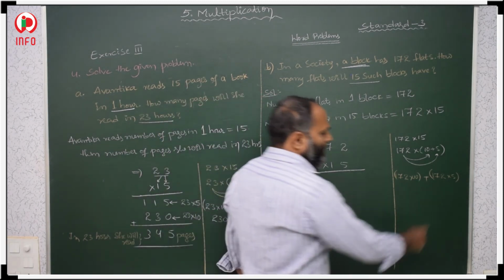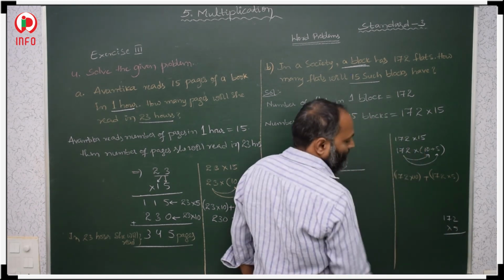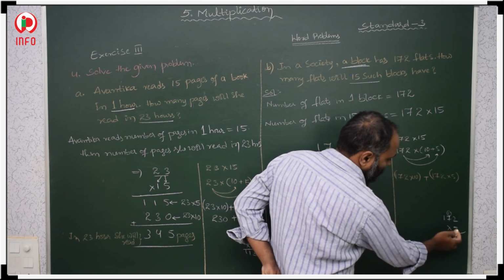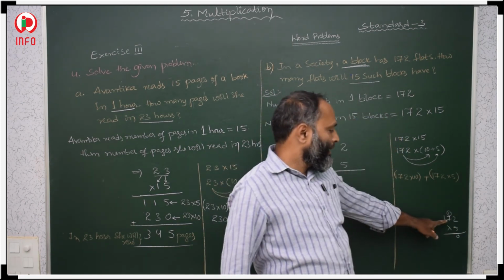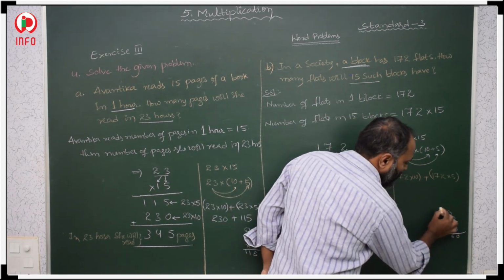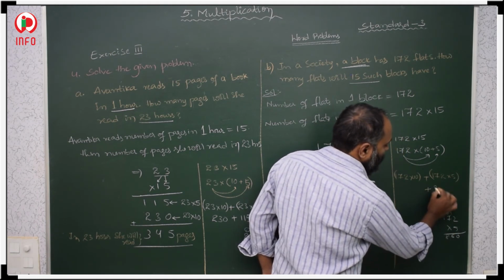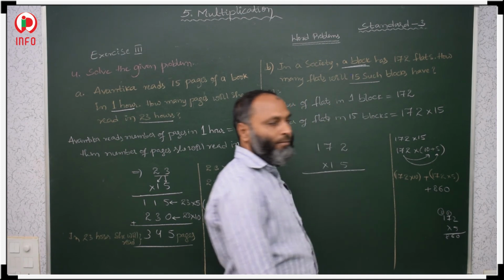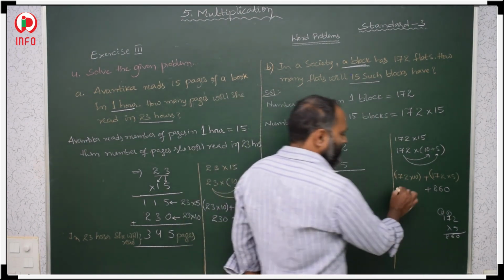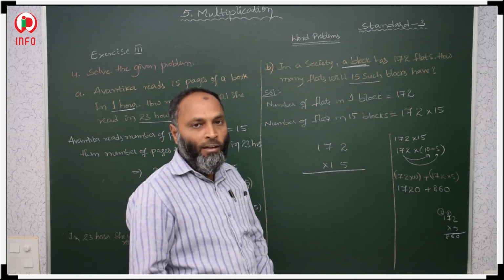Now in the rough column, 172 multiplied with 5. 5 twos are 10. 10 means 0 and 1 here. 5 sevens are 35. 35 plus 1, 36. 6 here and 3 here. 5 ones are 5, plus 3, 8. Here 860. Then 172 tens means we have to take a 0.